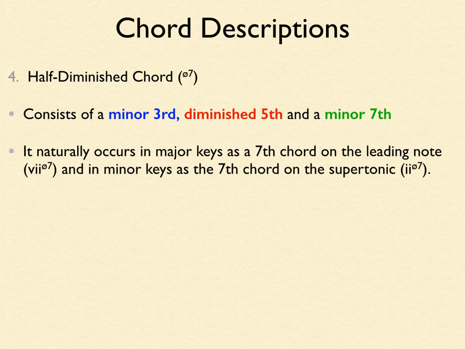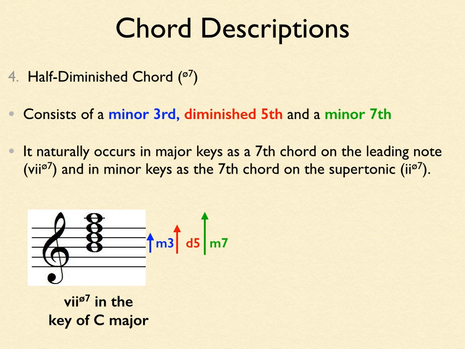And these chords are actually quite popular because they naturally occur on major keys as the seventh chord of the leading note, and in minor keys as the seventh chord of the supertonic. So in major keys, you're going to come across half diminished chords if your leading note chord is a seventh chord, and in minor keys, you're going to come across half diminished chords if your supertonic chord is a seventh chord. Okay, so here, we'll just take the major one first of all.